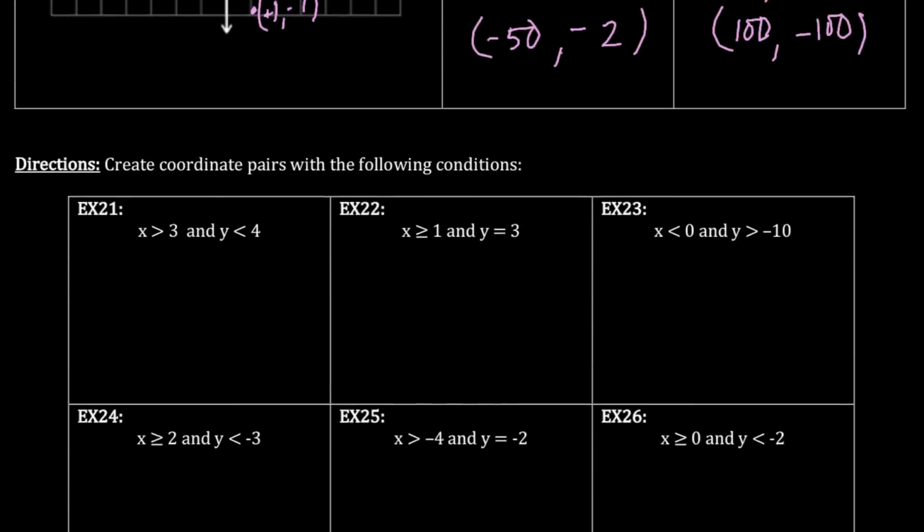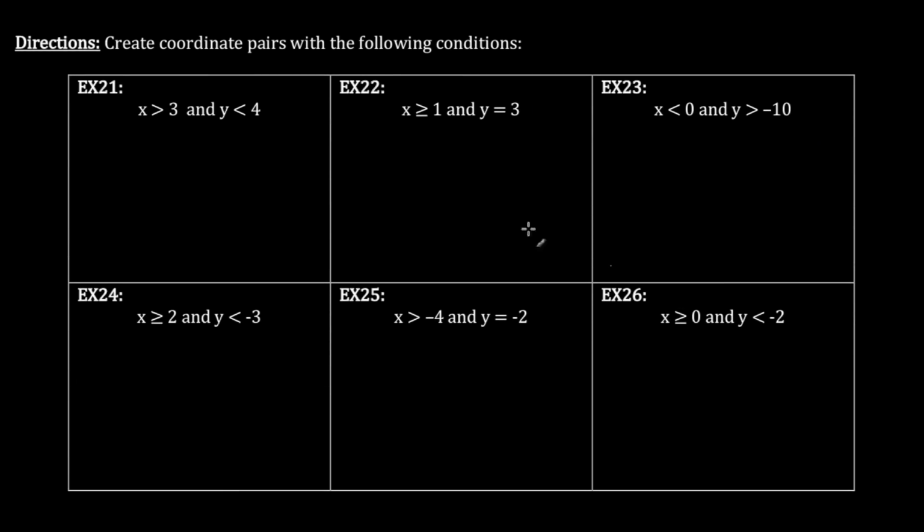On to our last section. Create coordinate pairs with the following conditions. I did this because I need y'all more familiar with these signs. So let's make the x bigger than 3, so like 5. And make the y less than 4, so like 3. And then on your work, you would just graph it. You're going to have a coordinate plane, and I guess I can call it A. And then I want you to just graph it or find it. You'll see in the work.